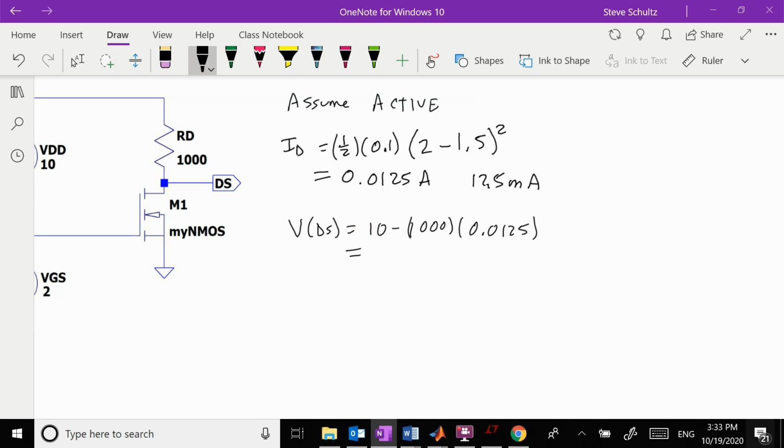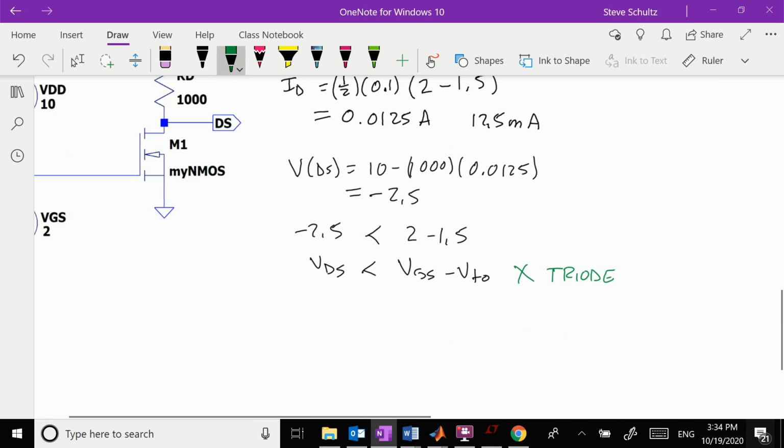0.0125, which is equal to minus 2.5. Well, minus 2.5 compared to 2 minus 1.5, this is less than. So we see that our VDS is going to be less than VGS minus VTO, which means that we're actually in triode.